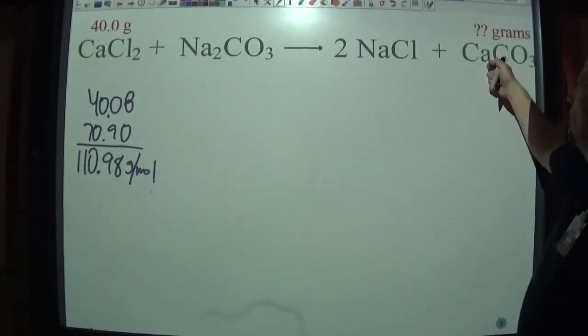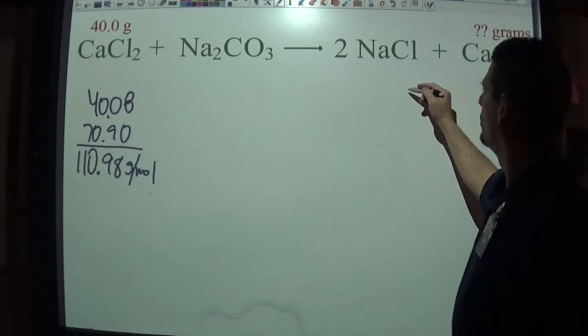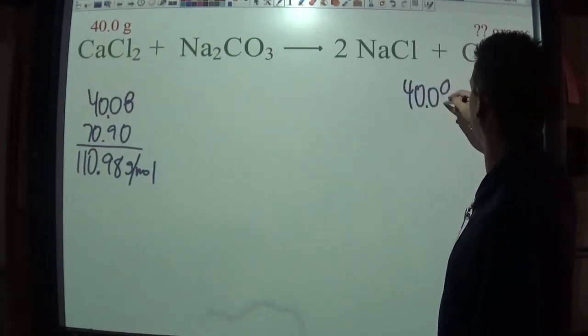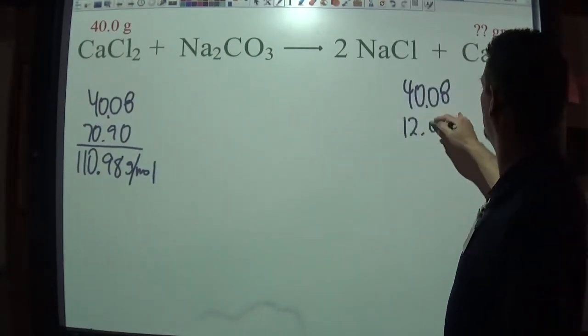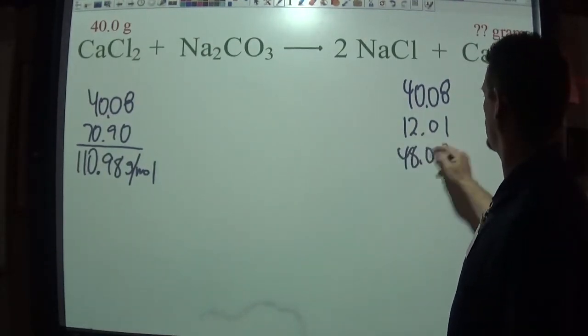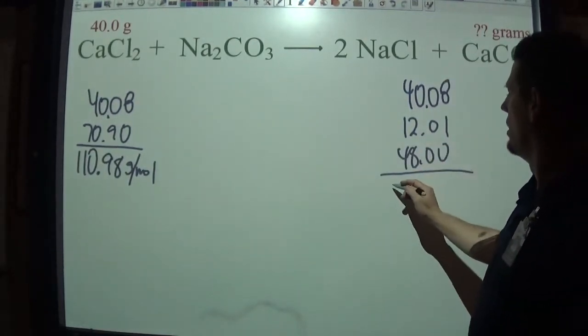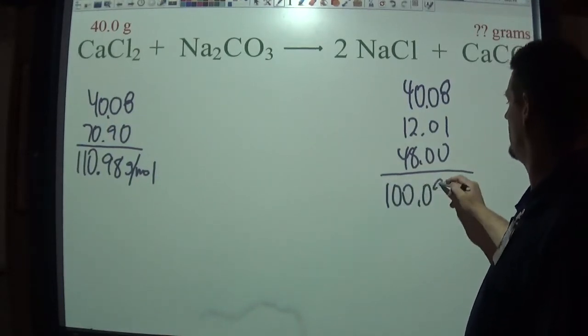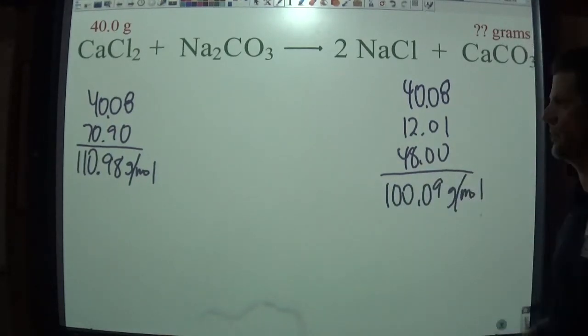I need to know the molar mass of CaCO3. Well, again, calcium is still 40.08. Carbon is 12.01. And now there's 3 oxygens, which is 48.00. When you add these together, you get 100.09 grams per mole for calcium carbonate.